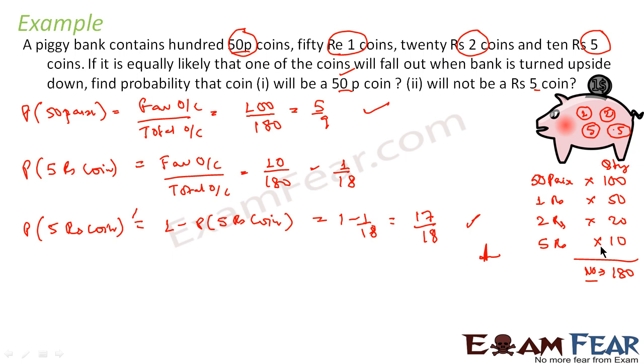Just we wrote all the quantities. We wrote total quantities. Favorable outcome for 50 paisa is 100 because they are 100 50 paisa coins. Favorable outcome for 5 rupees coin is 10 because they are 10 number of coins. And total number of outcome is 180 because they are total 180 coins.